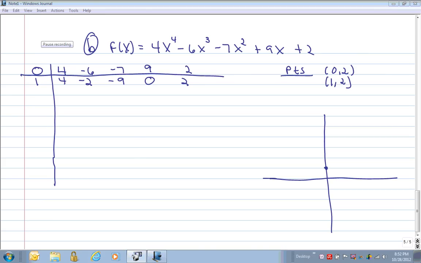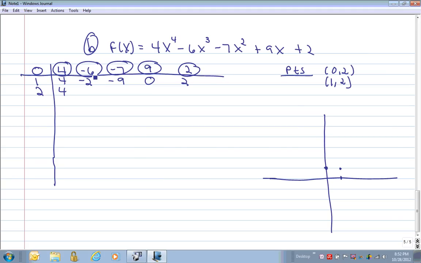That's interesting. So we have a point at 1, 2. So I'm assuming our graph probably goes up. Let's keep going. All right, let's try, but that's not an upper bound, so let's go to 2. So at 2 we bring down the 4, and let's circle these. It makes it a little easier to see what we're doing.